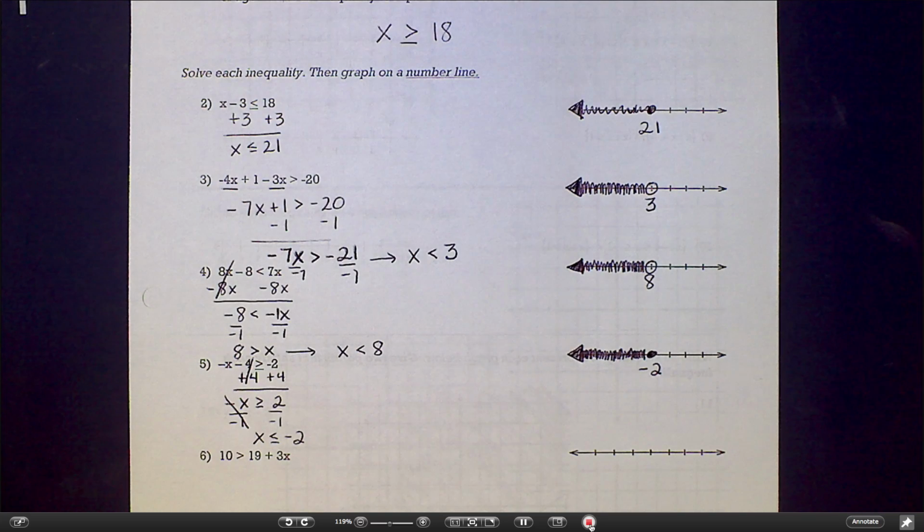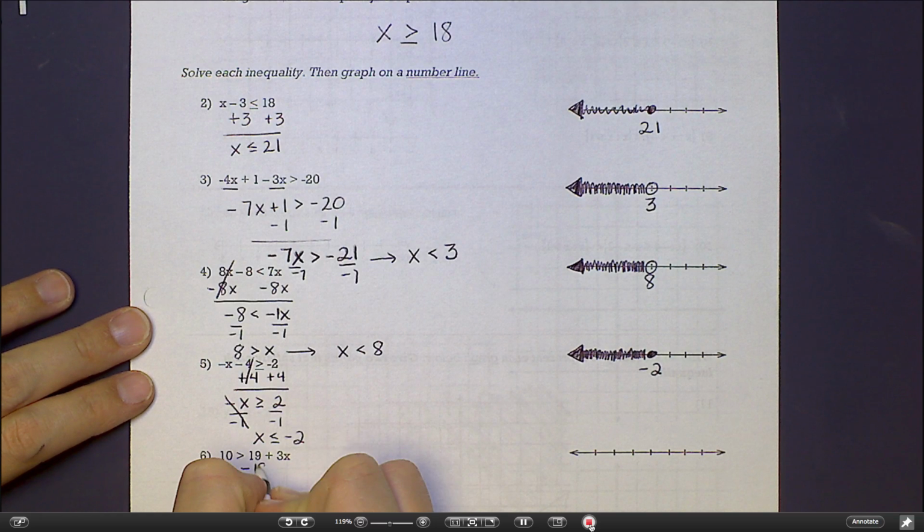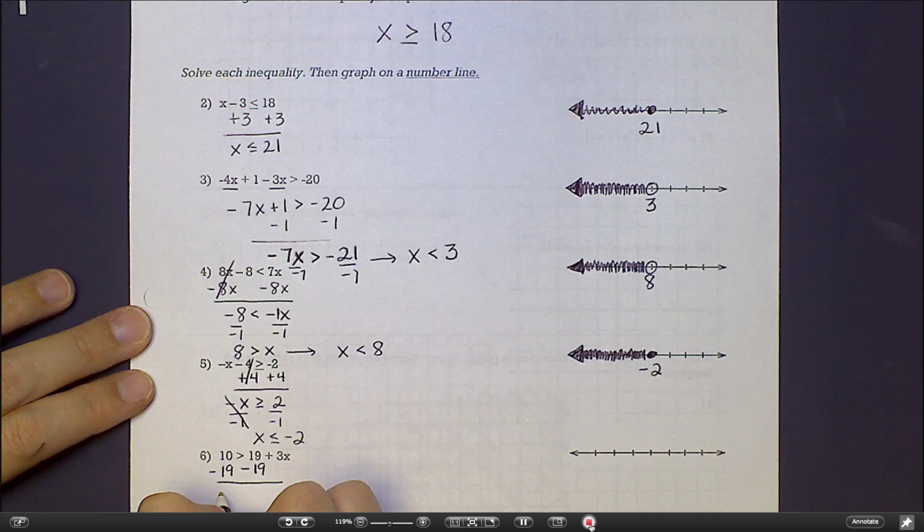And my last one, 10 is greater than 19 plus 3x. So I'm trying to get x by itself, which means I want to subtract 19 from each side. I end up with negative 9 is greater than 3x. Divide both sides by 3.